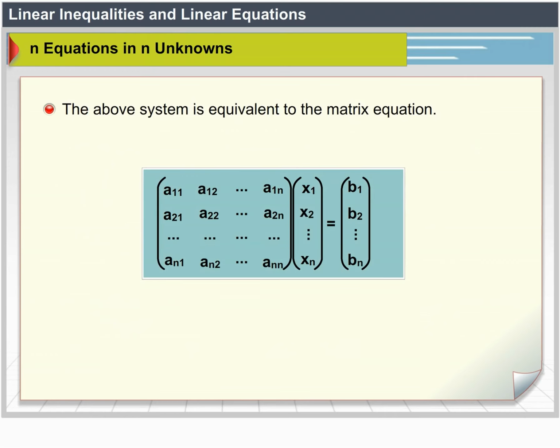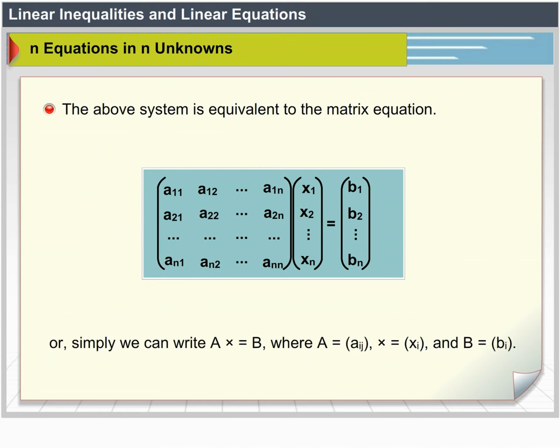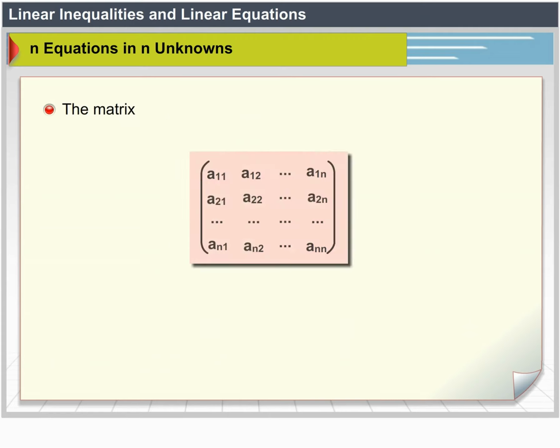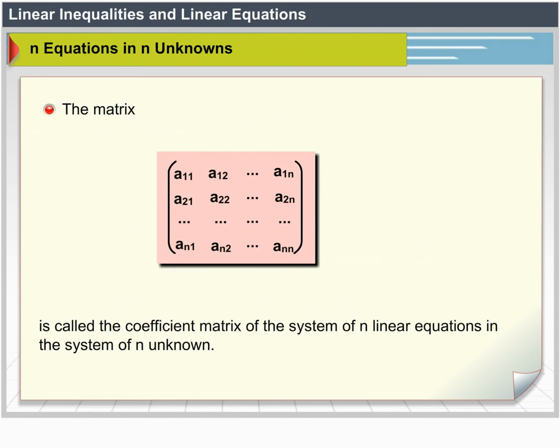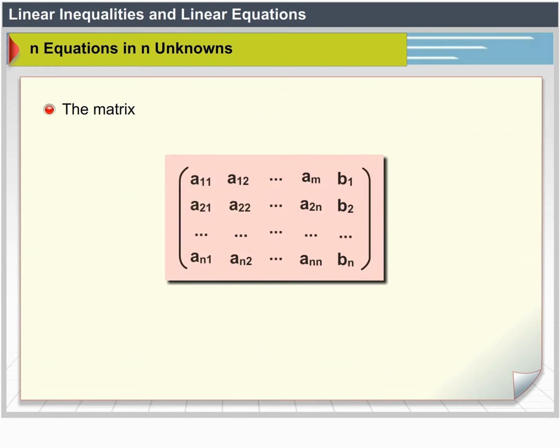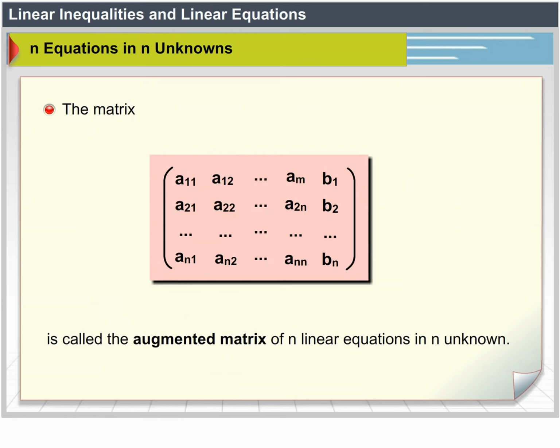The above system is equivalent to the matrix equation which is shown here. Or simply we can write Ax equal to B, where A equal to aij, X equal to xi, and B equal to bi. The matrix which is shown here is called the coefficient matrix of the system of n linear equations in n unknowns. The matrix which is shown here is called the augmented matrix of n linear equations in n unknowns.